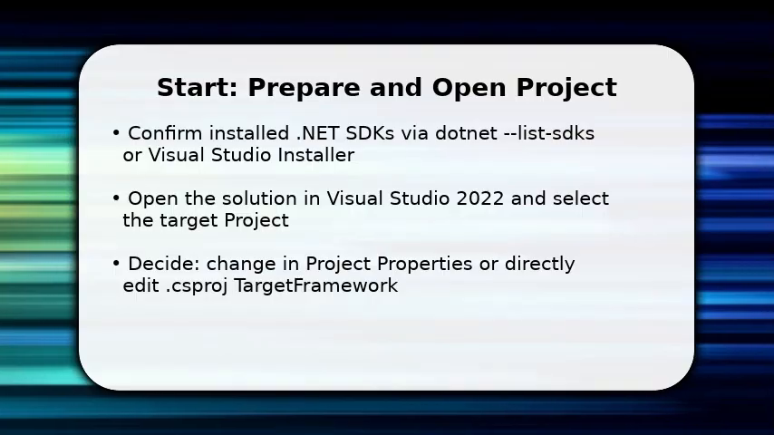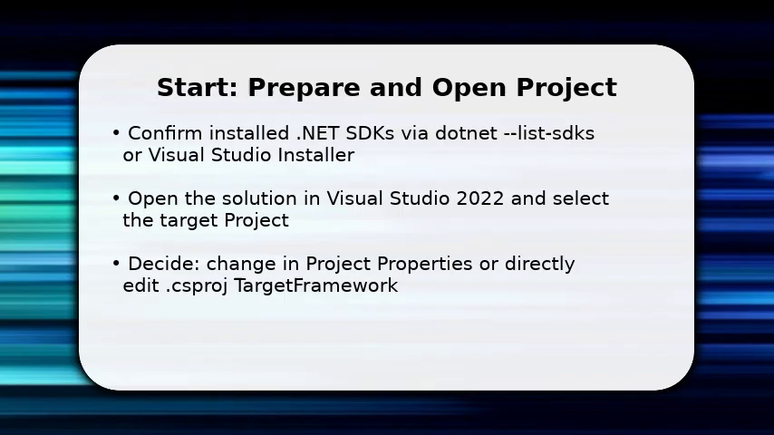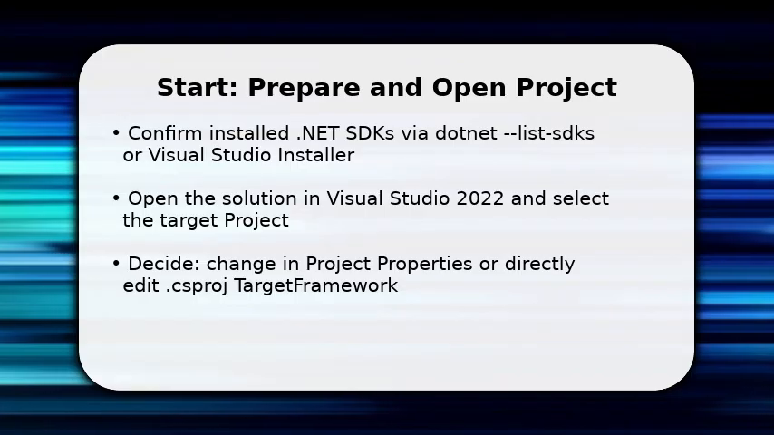You start by confirming prerequisites so changes behave predictably. Open Visual Studio 2022, load your solution, and pick the project you want to retarget. Once selected, go to Project Properties for a GUI change or right-click and choose Edit Project File to update the target framework element. This is faster for multi-target projects.